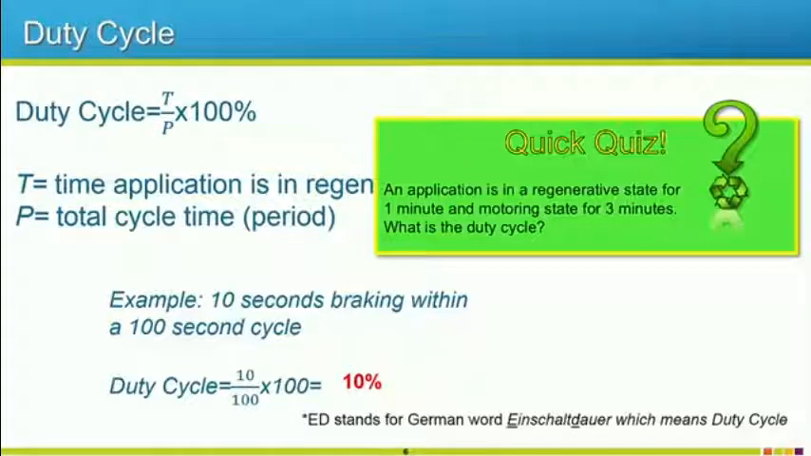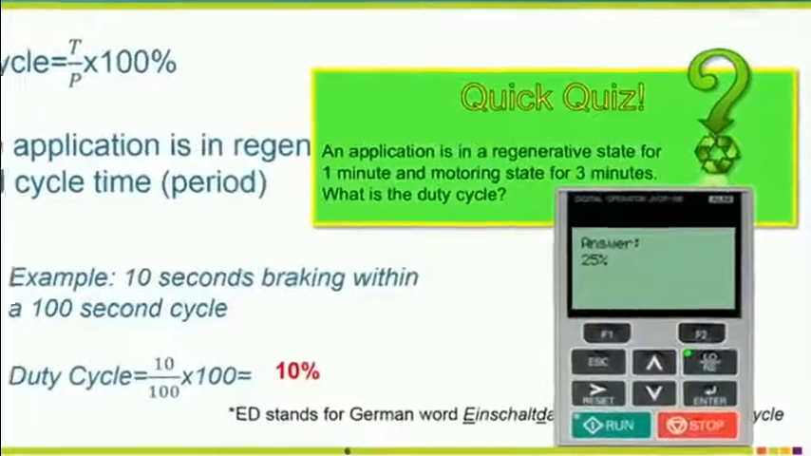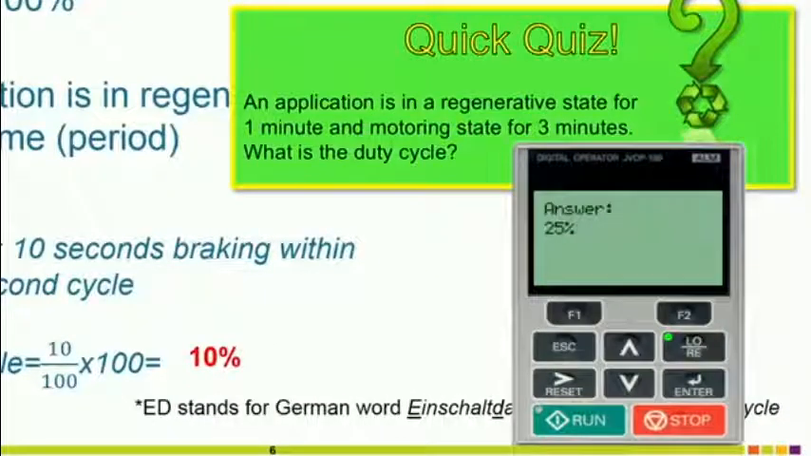Here's a quick quiz to test your knowledge. An application is in a regenerative state for 1 minute and a motoring state for 3 minutes. Calculate the duty cycle. You should find that the answer is going to be 25%. So we got this by figuring out what the whole cycle was, so 4 minutes total. We were in regenerative state for one of those minutes, so 1 over 4 is 25%.